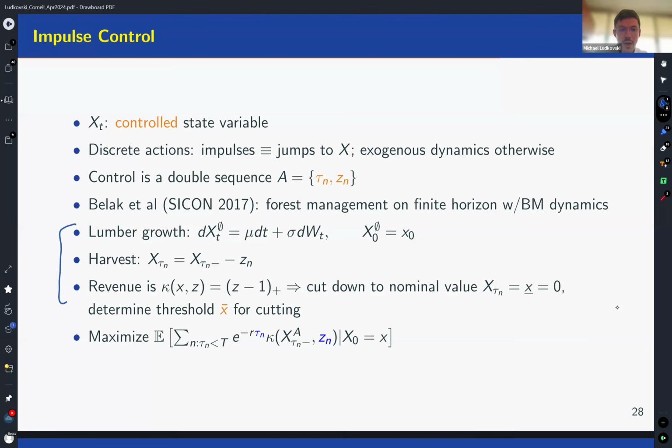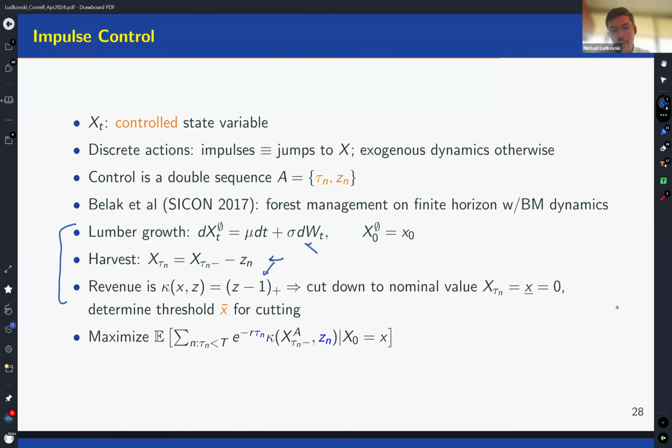So I have trees in the forest. By default, they grow themselves as an arithmetic Brownian motion. So there's some growth rate mu, and there's some fluctuations because there's droughts and whatnot. So the trees can die off on their own. And that's how lumber grows unimpeded. And then once in a while, you want to harvest them, you want to cut them down. And that means that's an impulse. So you go ahead and you chop a bunch of trees down and you sell them.